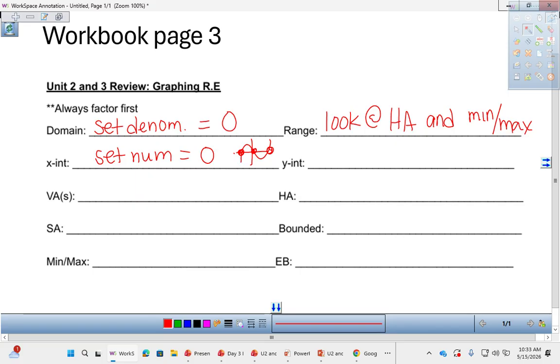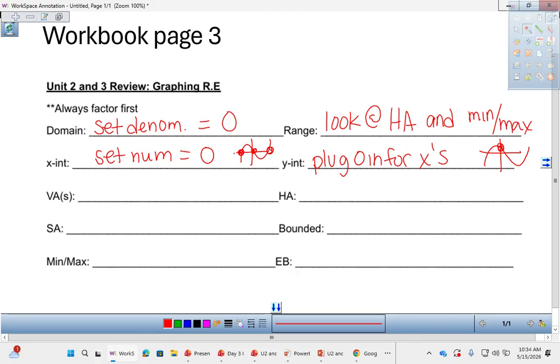The y-intercept, you're going to plug 0 in for all x's. Now if you're going to look at a graph, the y-intercept is on the y-axis. So if you want to do it from the calculator instead of by hand, you can look at the graph. I'm just drawing random graphs, but it's just where you're looking.